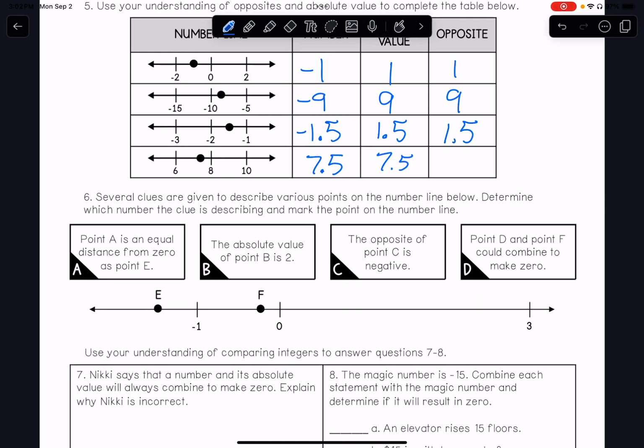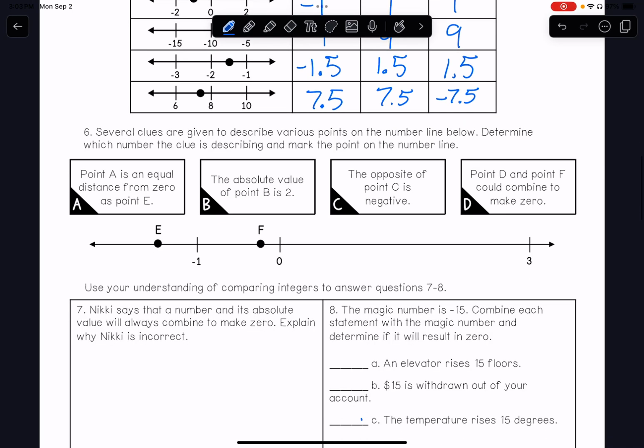Alrighty, here we go. So we're going to use these clues to plot these points. Point A, it says, is an equal distance from 0 as point E. If you look at point E, it's about at -1.5. So we need to go about the same distance away on the opposite side of the number line. So this is going to be point A. And we don't have to be exact. We're really estimating. Okay, so try your best here.